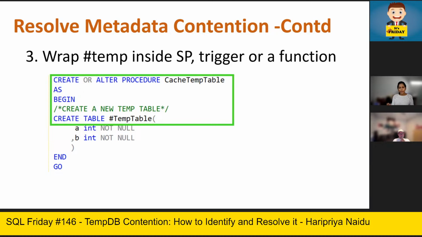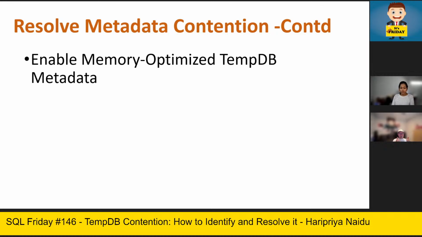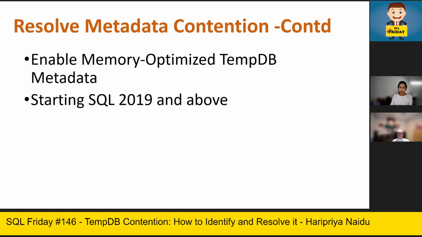And if you still have metadata contention, what you can do is, in 2019, there was a new feature introduced called the in-memory TempDB metadata feature. This is also part of the in-memory OLTP umbrella. What this feature does, especially for TempDB, is it moves all the heavily utilized system objects, the 12 tables that I talked about, to memory, making them latch-free. So you should not see any latches.